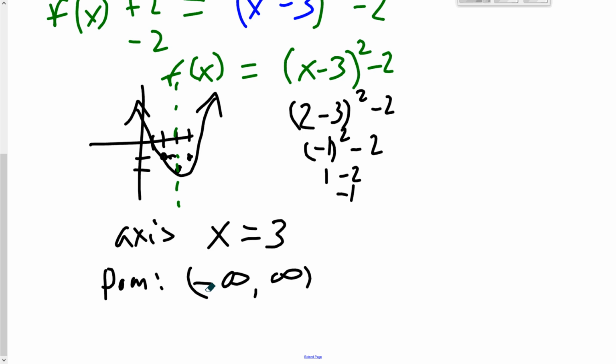And then our range, since it's facing up, that means it's going to be the y value of our vertex, which is a negative 2. And then it goes up, so it's positive infinity. So that's our range.